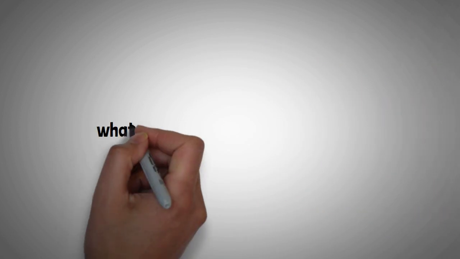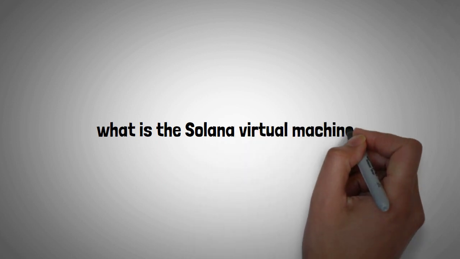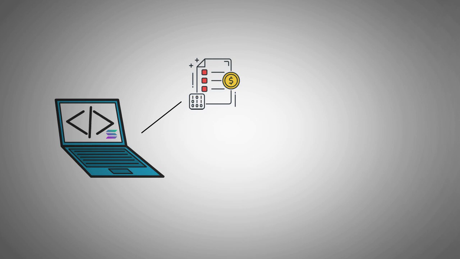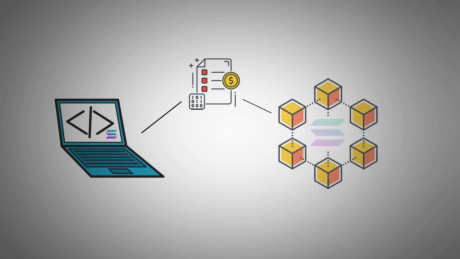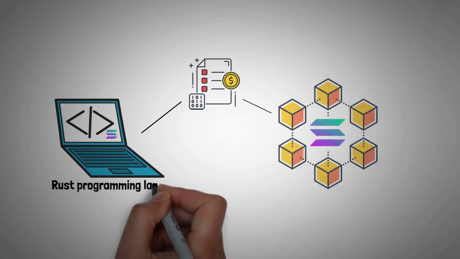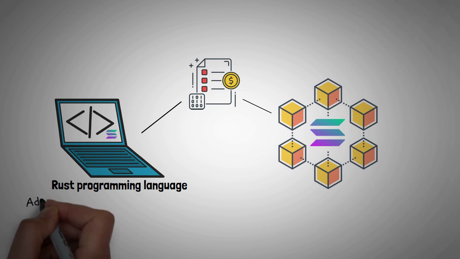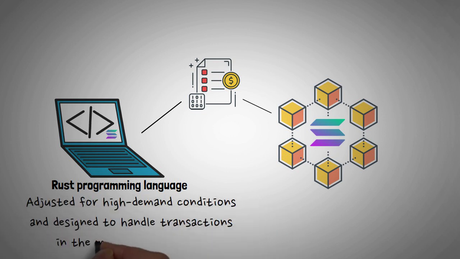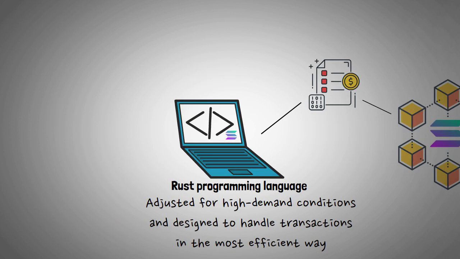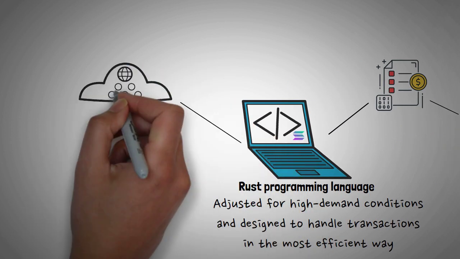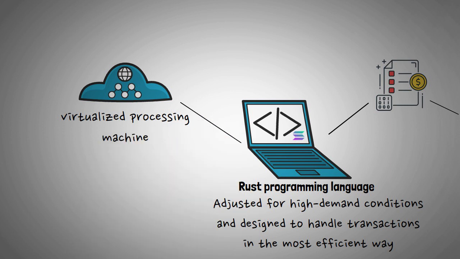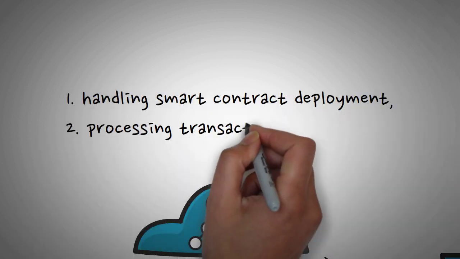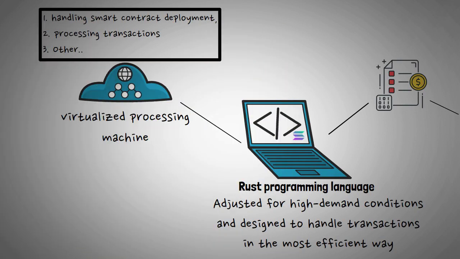So then, what is the Solana Virtual Machine? The Solana Virtual Machine handles smart contract transactions for the Solana blockchain. Built with the Rust programming language, the developers claim that the SVM is adjusted for high-demand conditions and designed to handle transactions in the most efficient way. As a virtual machine, the SVM operates as a virtualized processing machine tasked with the role of handling smart contract deployment, processing transactions, and other requests from these contracts.